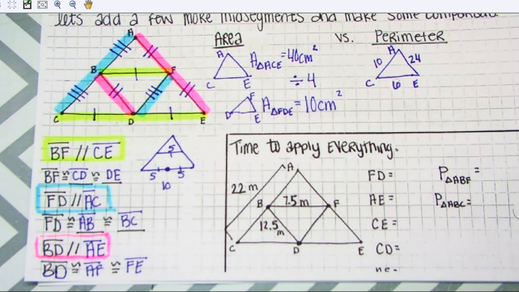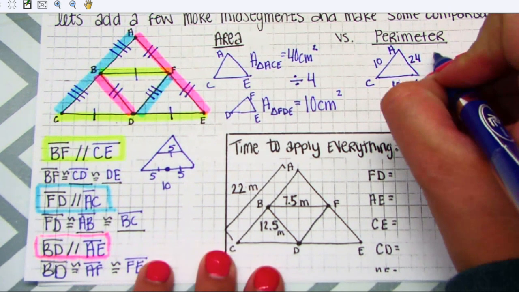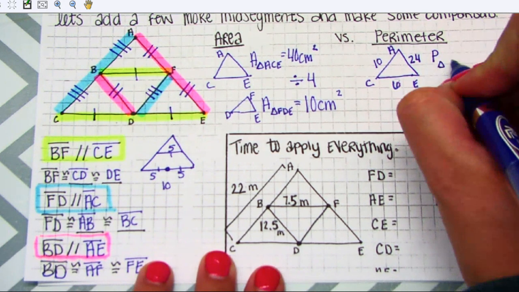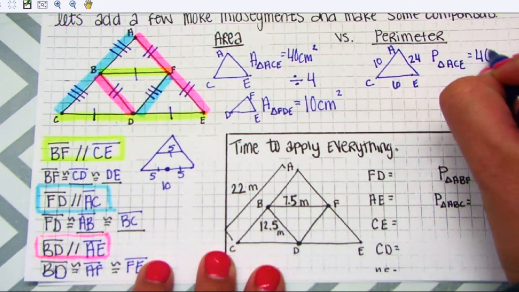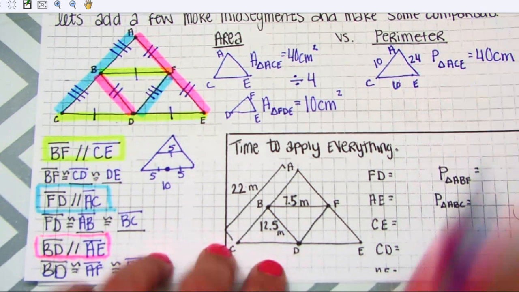So what is the perimeter of triangle ACE? How do I find the perimeter of a shape? Add them together. So what is the perimeter of this shape? Perimeter of this shape is 40. So ACE, P stands for perimeter. It's 40 centimeters. Now, when you do perimeter, you don't square it.